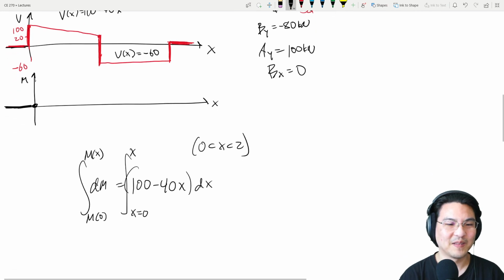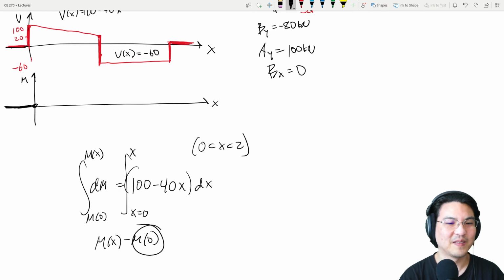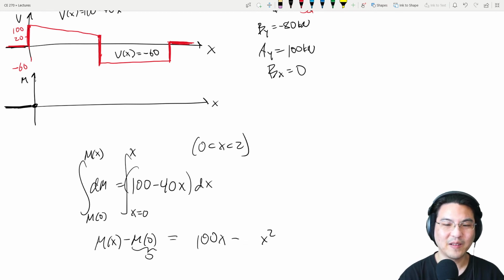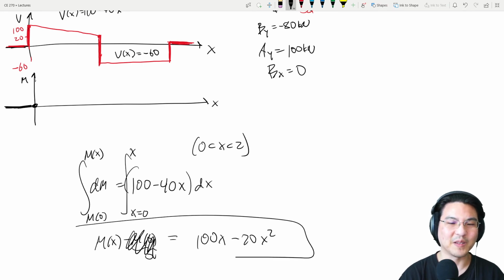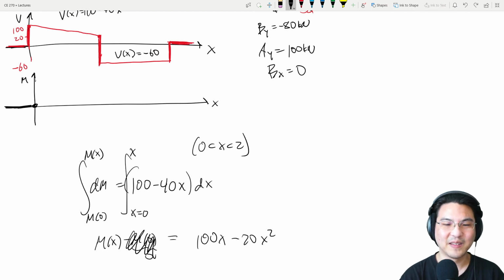Okay, so what do you get? And this is 0 over here. So this happens to be 0. And then 100x minus 40x squared over 2. I'll just write 20. Okay, so that's it. And this is 0, right? So that's it. What does this look like? It's a parabola. And the leading coefficient is negative. So it's a parabola that's like this. At x equal to 0, it's 0.